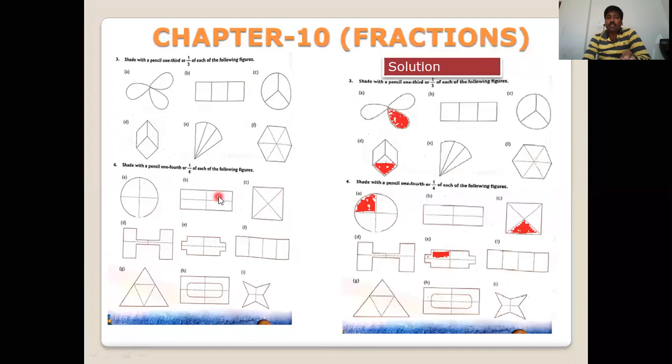And in the same way here we will color the 1 by 4 part. Now this figure is divided into 4 parts. Now when we color one part, this makes the 1 by 4 part. Okay, now in this way we can solve question number 4.